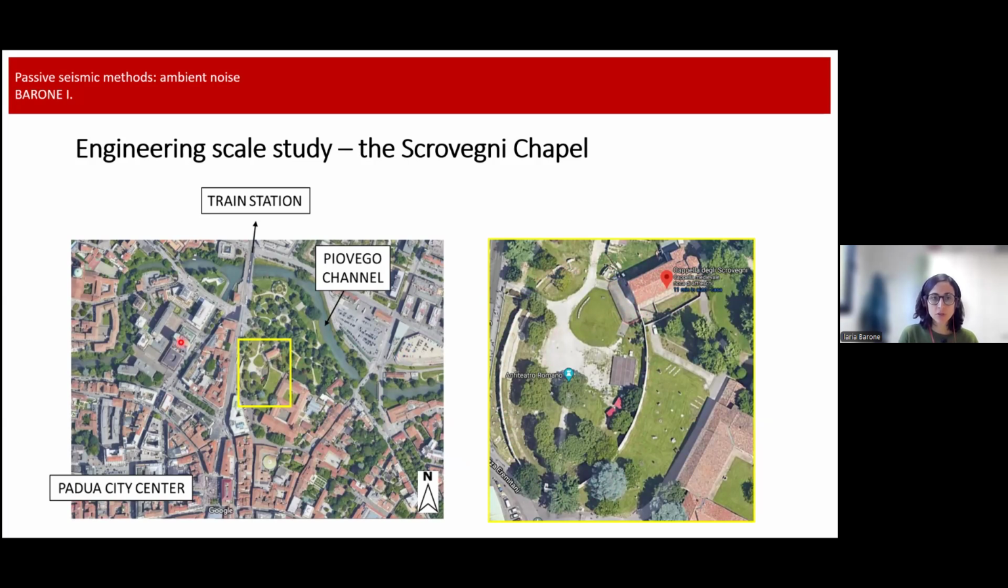And then this picture is also to show you where the chapel is located with respect to the city. This is the city center of Padua. On the north side, we have the train station. Especially what's very important is this road here, which is the main road where there are a lot of trams and buses running during the day. On the other hand, on this side, this is a quiet area because there's a park, there's a river, and so on.